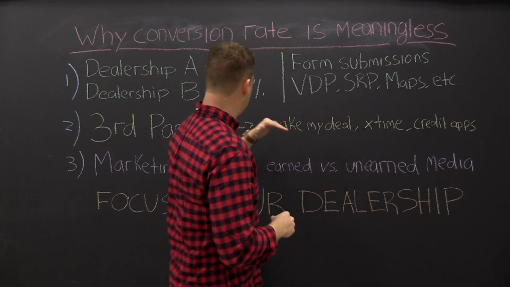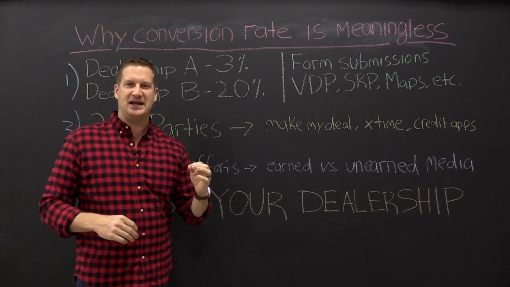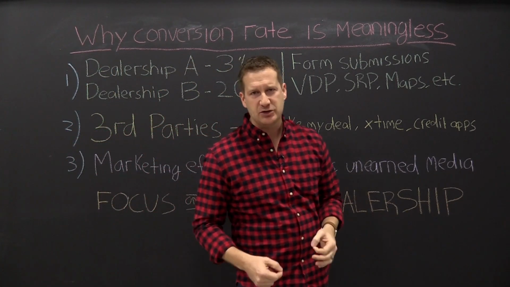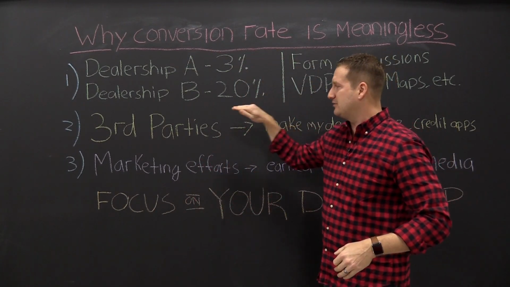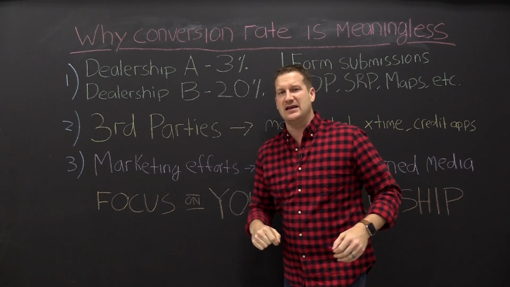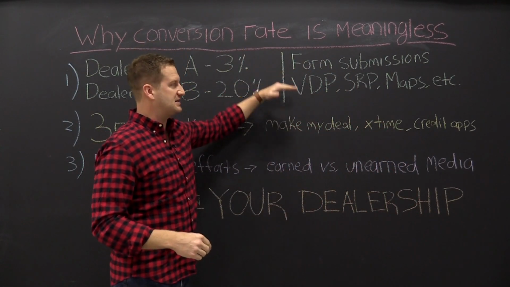Now looking at dealership B, they have a 20% conversion rate. So if you're looking at this in a composite in like a 20 group, or you're comparing yourself against another dealership, it's going to look like dealership B is really outperforming dealership A. But the reality is, we don't know that because dealership B isn't measuring the same stuff.